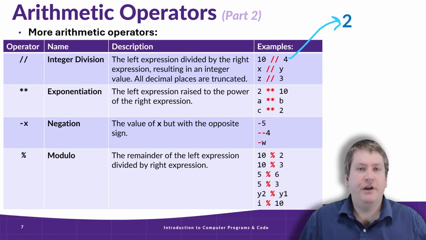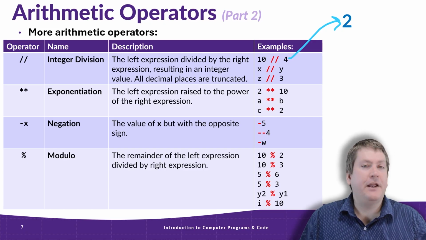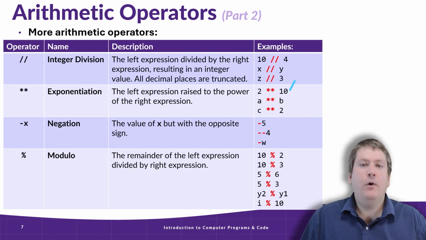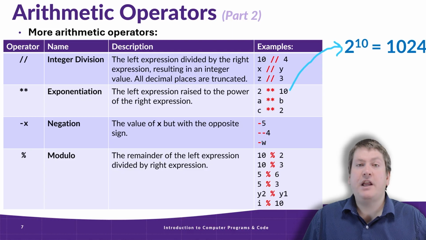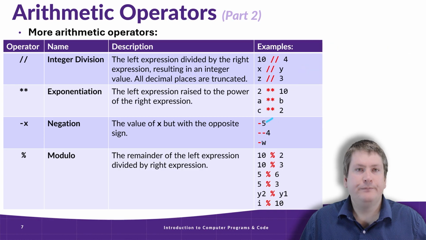The exponentiation operator finds the value of the left value raised to the power of the right value. So if it was a asterisk asterisk b, it would be a raised to the power of b. Or in this example here, it would be 2 to the power of 10, which is 1024.